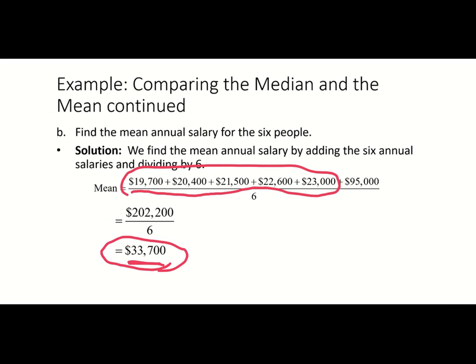Now, what kind of skewed the mean a little bit is we had that one large annual salary of $95,000, and the rest were lower. So that $95,000 made the mean a little bit higher. So the mean in this problem probably isn't the best data point to use.